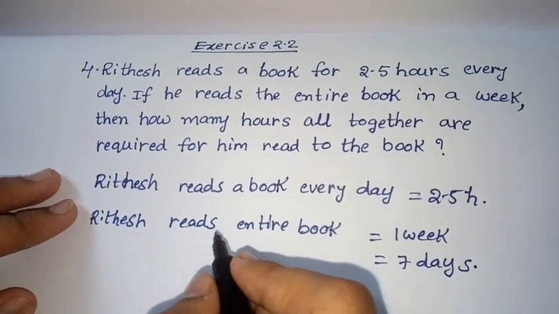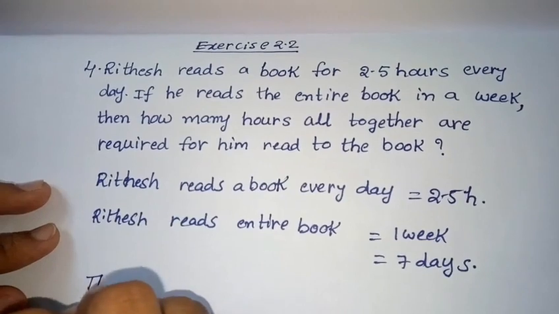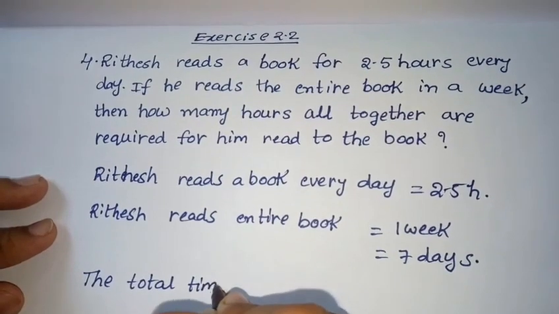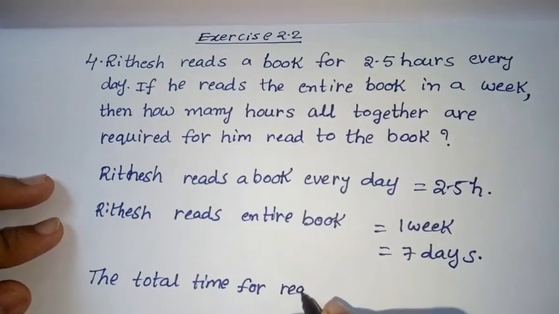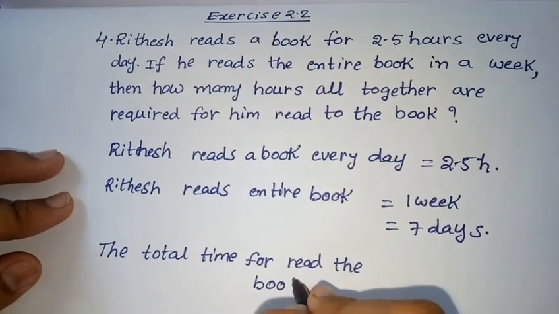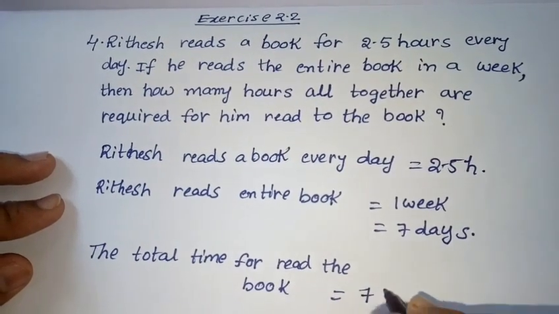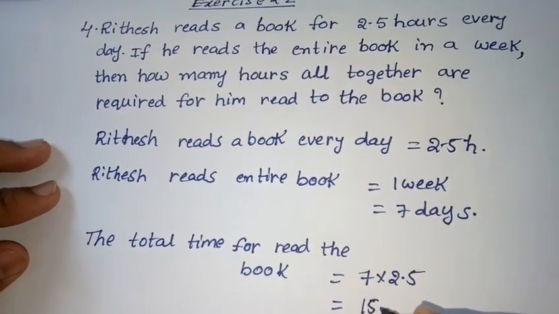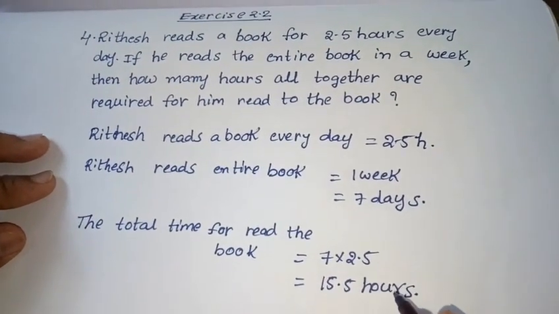Now in the question they are asking the total time needed to read the entire book. The total time is equal to, so 1 week is equal to 7 days, 7 into 2.5. So multiply 7 into 2.5, that is equal to 15.5 hours. So the final answer is 15.5 hours.